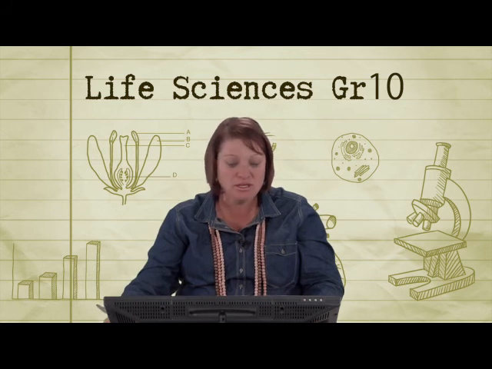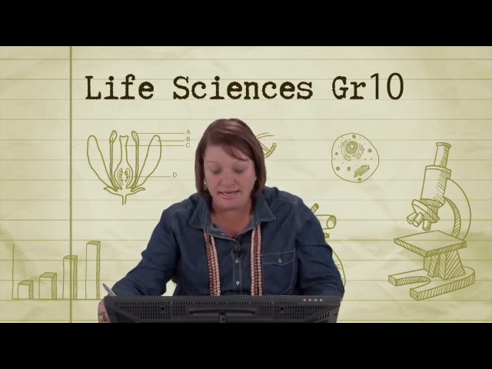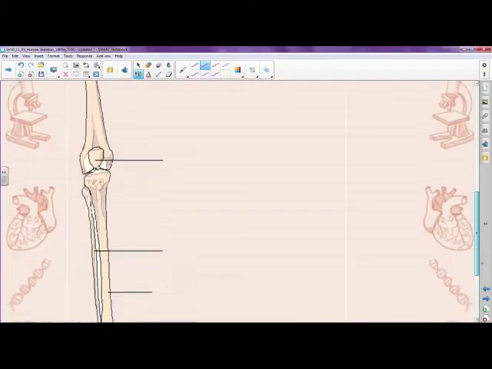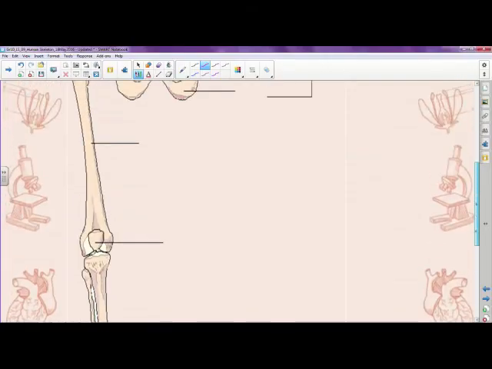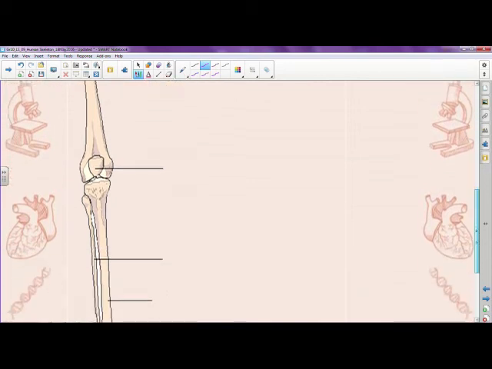Now when we look at the bones of the leg, you will see that it mirrors the bones of the arm. So where we have one bone in the humerus, in the leg, our upper bone is called our femur. That is also the longest and the strongest bone in our body.